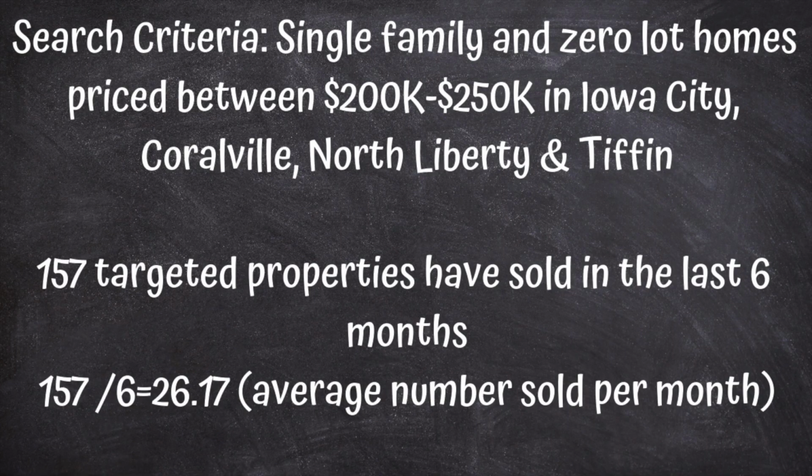We're going to divide that number by the length of time we chose, which was 6 months. That sum is the average number of homes that will sell per month. So I got 26.17 homes sold per month. Single family, zero lots, 200 to 250,000. Then we're going to figure out how many of those type of homes are currently available in the market. So according to my MLS, there are 51 as of this morning.